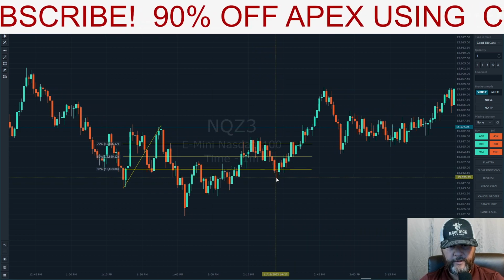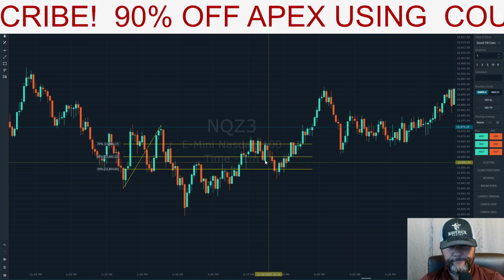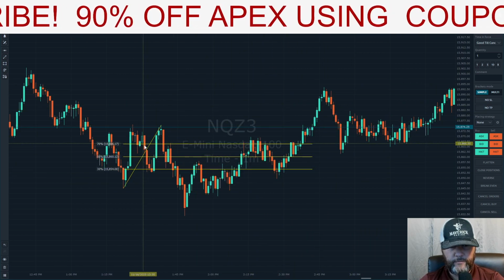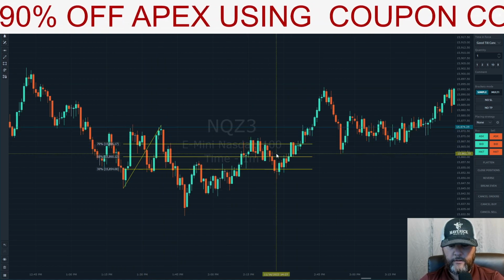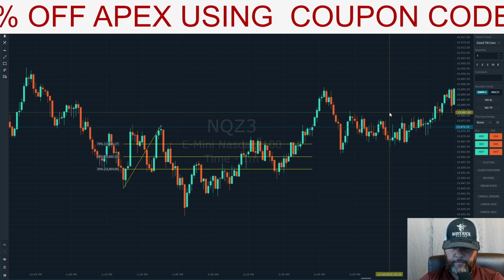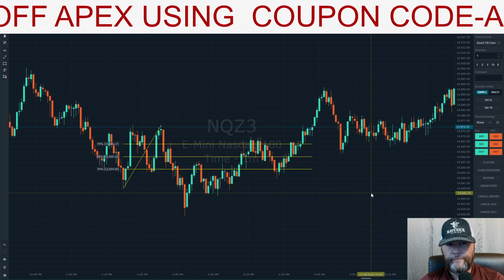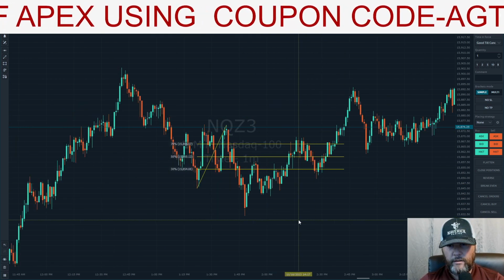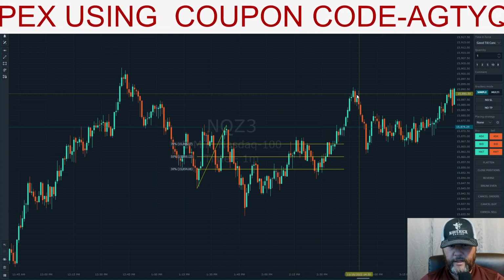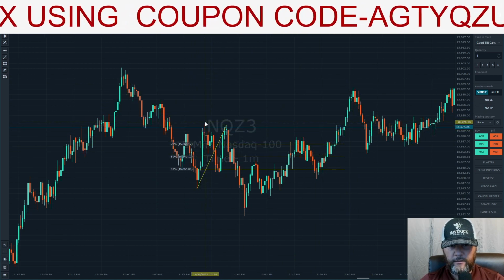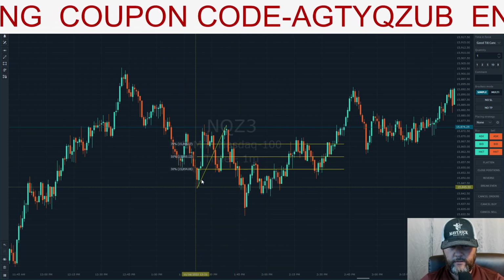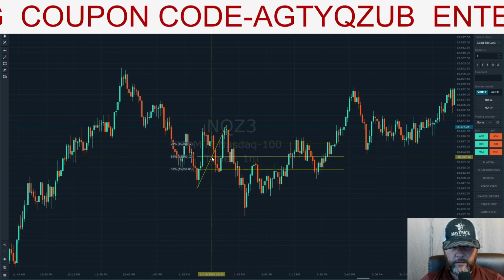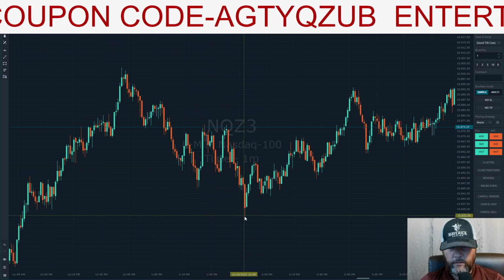Does it go to the private target? Not quite. And then it stops us out. So let's see what that is. 15 handles, basically. And then once it moves back above this high, this is actually a long setup from that spot. So let's look at that.